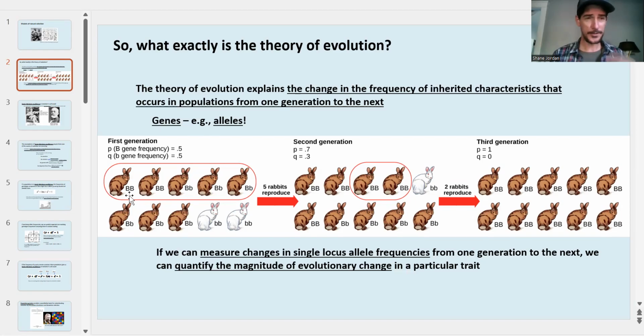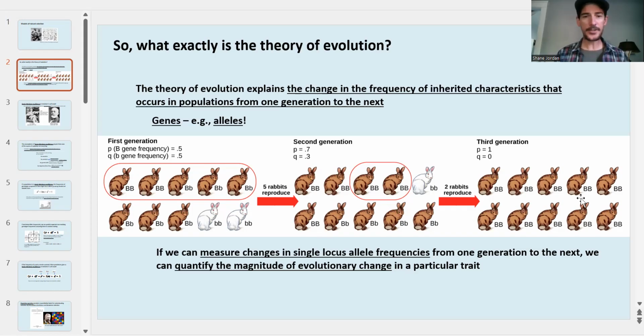These rabbits carry a certain gene related to coat color, and this gene comes in a couple of different variants. And as the frequency of these variants changes over time, the frequency of the traits is changing over time, and we can observe this population evolving.